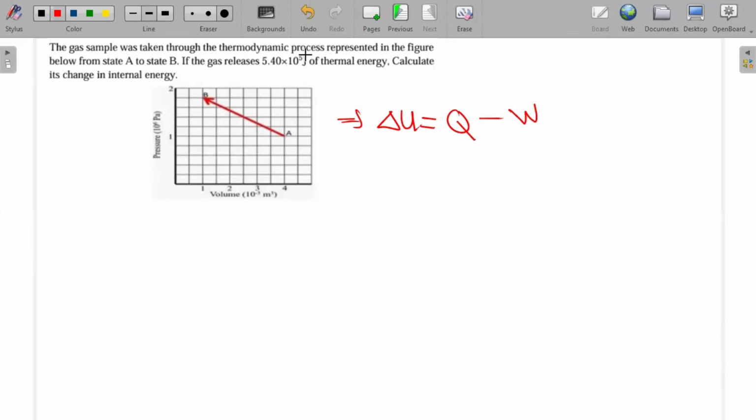They've already told us the gas releases 5.40 times 10 to the power 5 joules of thermal energy, which means what are we supposed to do here? We are supposed to calculate the work that the gas does. So how are we going to calculate the work that the gas does? We know that on a PV diagram, the area under the graph is equal to the work that is done by the system or on the system. It depends on whether it's an expansion or a compression. So how are we going to calculate the area under this graph?